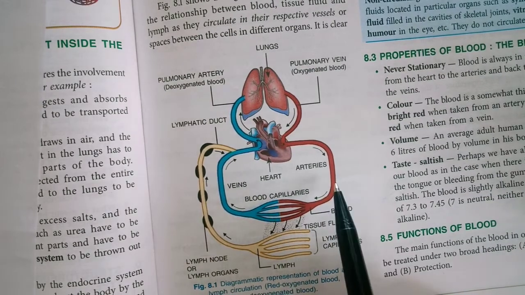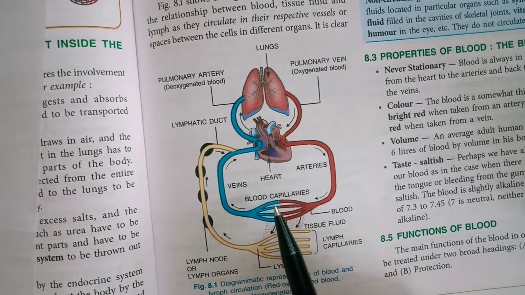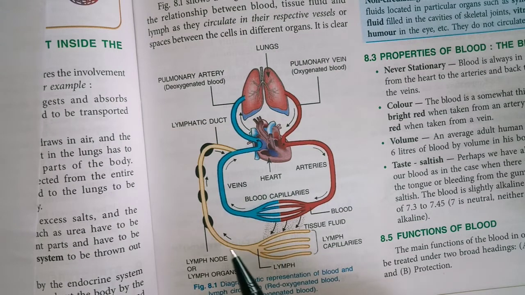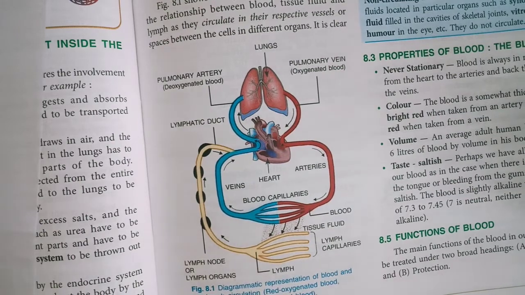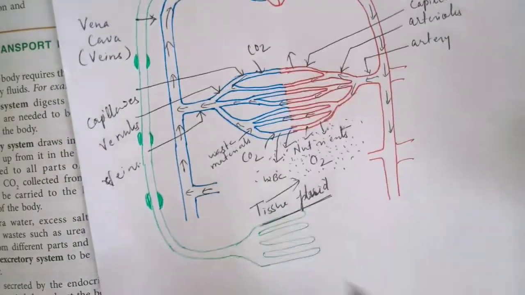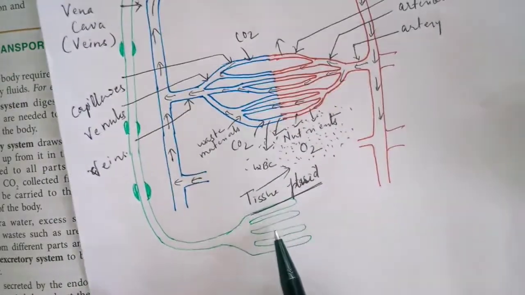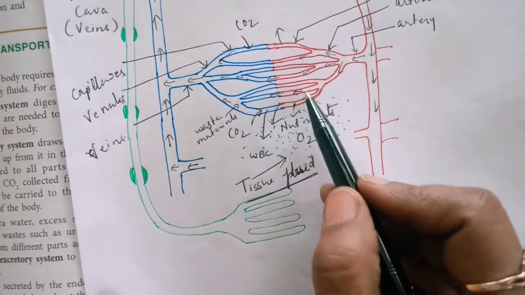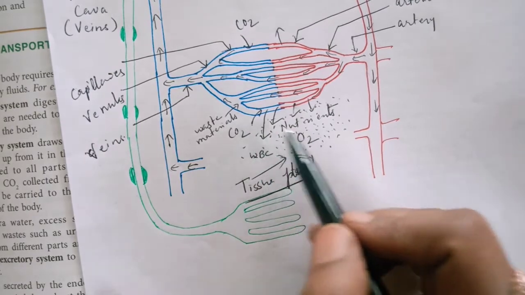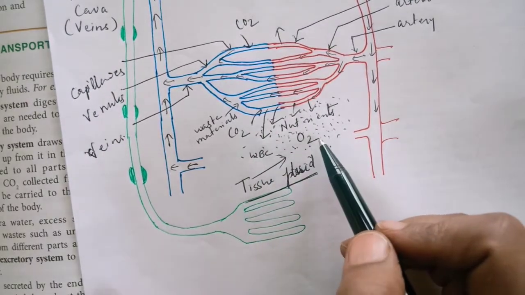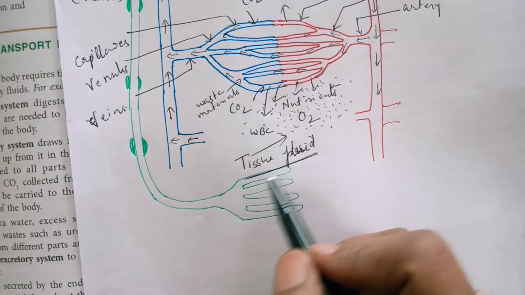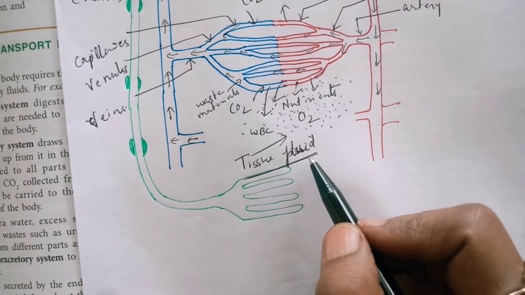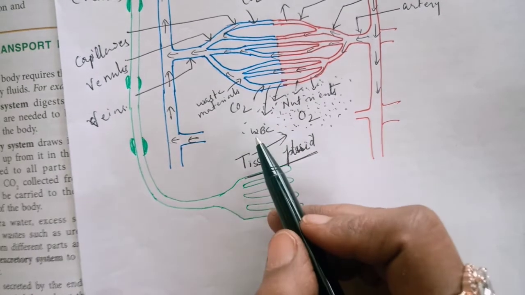Running parallel with the arteries and the veins, there is another set of vessels which is also carrying certain fluid through it, and these are known as the lymph vessels. I have drawn here in green color the network of the lymph vessels. Now from the blood, the fluid which comes out in the tissue or between the spaces of cells is known as the tissue fluid. This tissue fluid has a large number of white blood cells also.